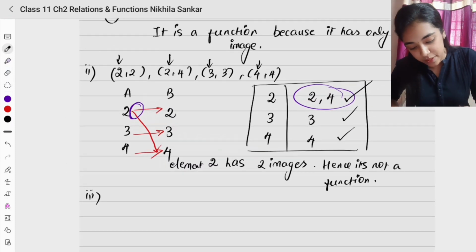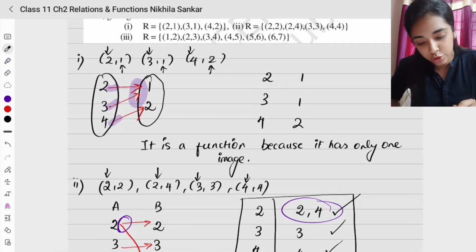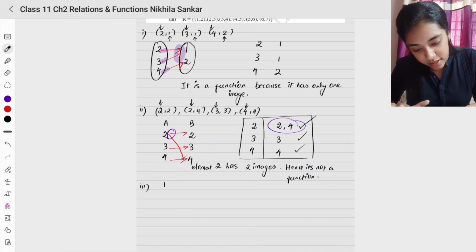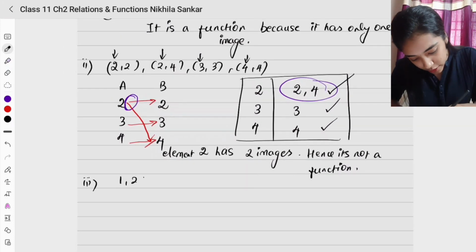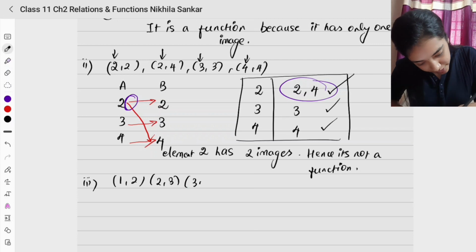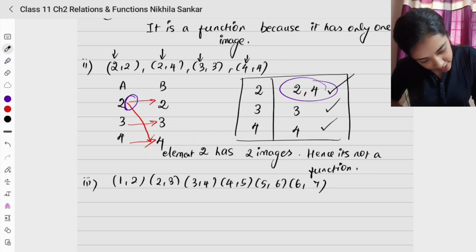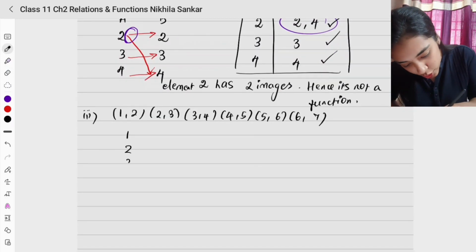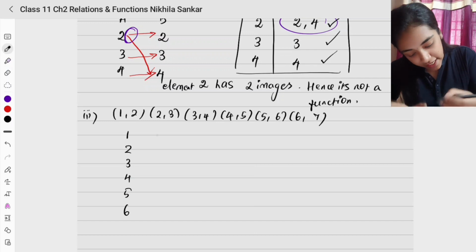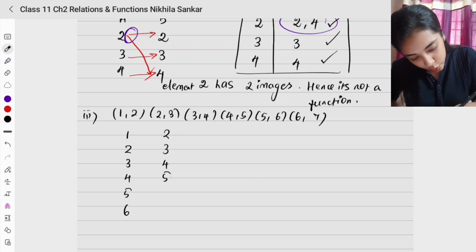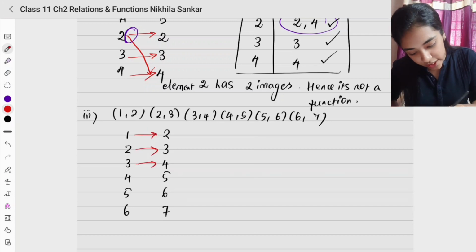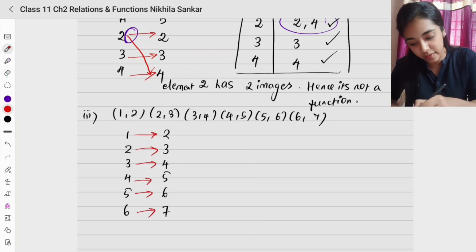Okay, third subsection. What do I have? 1, 2, 2, 3, 3, 4, 4, 5, 5, 6, 6, 7. So what are all my elements from set A? It is going to be 1, 2, 3, 4, 5, 6. And set B, 2, 3, 4, 5, 6, 7. I already see that there is no repetition. So 1 is mapped to 2, 2 to 3, 3 to 4, 4 to 5, 5 to 6 and 6 to 7. So there is no repetition.